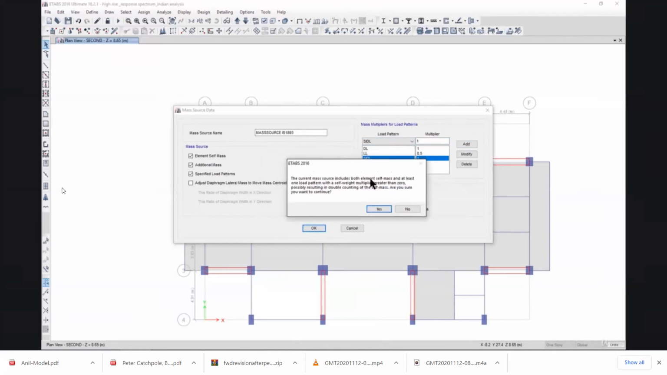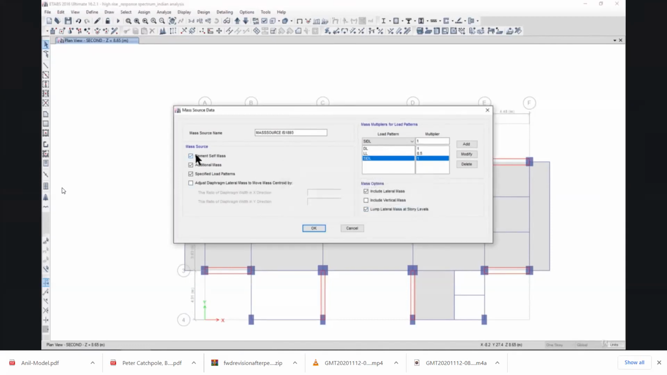So what exactly is happening? I am doing this on purpose because this is the most common mistake that new structural engineers usually do. They double define the mass, that is they have defined the mass here also and they have defined the mass here also, and that is what ETABS is saying, that the current mass source indicates both element self mass, that is this, and at least one load pattern with the self weight multiplier greater than 0, that is DL, whose self weight multiplier we have defined as 1. So it will result in double counting of self mass.